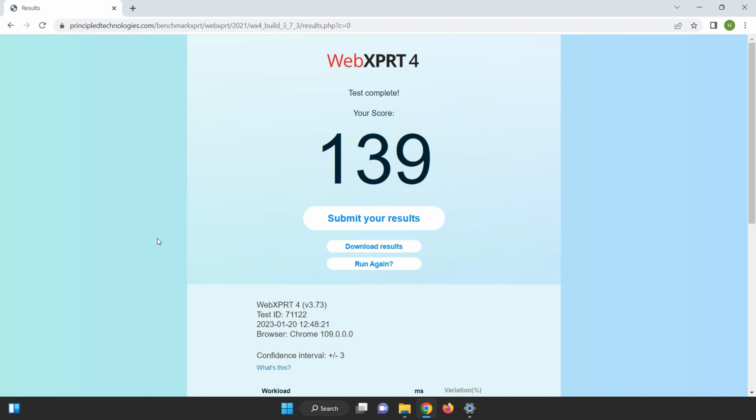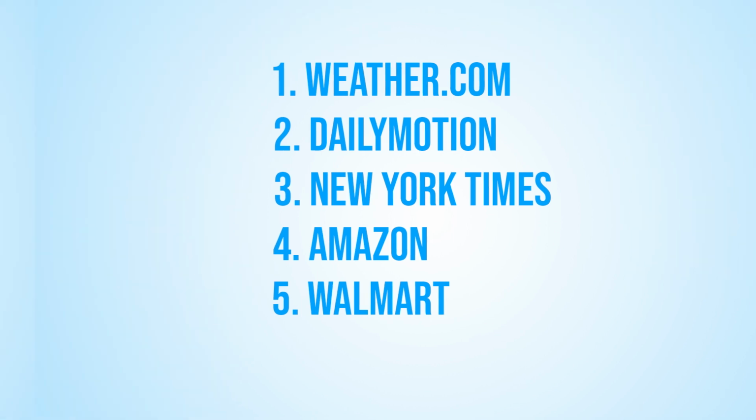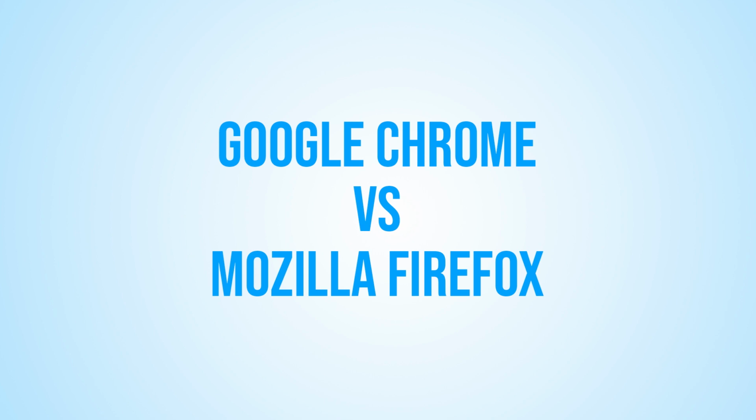Now that we've completed the benchmark test, it's time for the second phase of this video, the website loading speed test. For this test, we'll be using five popular websites: weather.com, Dailymotion, The New York Times, Amazon, and Walmart. Both browsers will be used in brand new conditions and we'll be using incognito mode to avoid any caching effects. To ensure accuracy, we'll be switching between browsers while testing each website to avoid any fluctuations in internet speed.